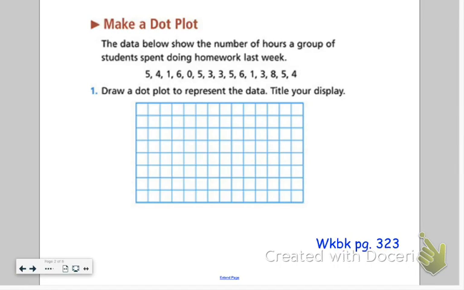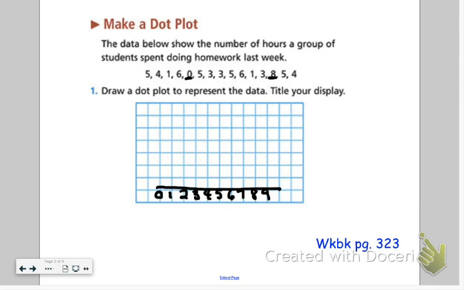For number 1, we're going to draw a dot plot to represent the data, and we also must title our display. Now, if you remember, when we're talking about a dot plot, we need to have a number line. So I'm going to make a line here on this grid. And let's see, it looks like the smallest number is 0, and 8 is the biggest. So I have to go from 0 to 8. I'll just keep going. Okay, so there's my number line.